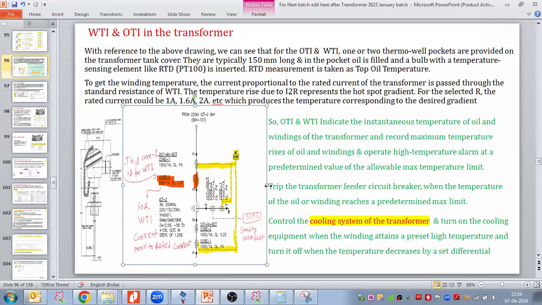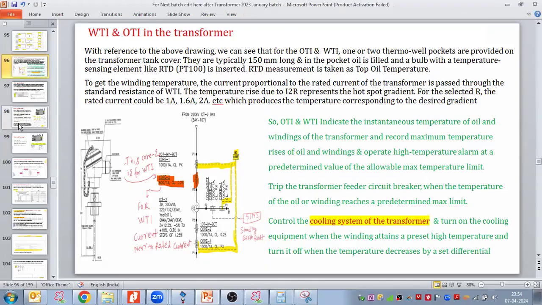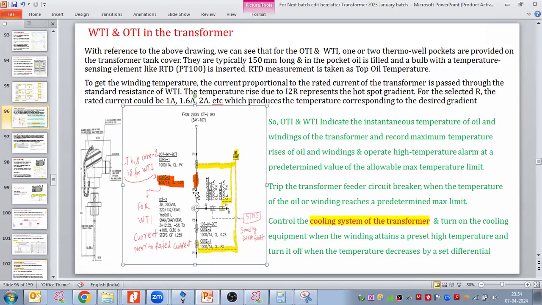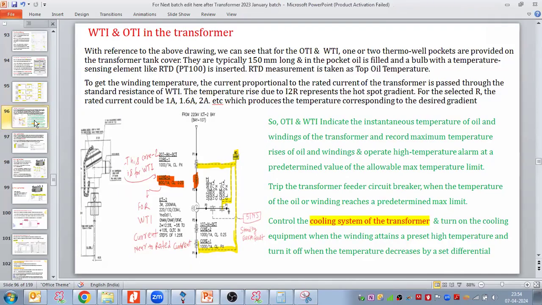Okay, sir. Sir, in this one, you have shown that for 51 NS, you have provided a PS class CT. Is it necessary to provide the PS class for 51 NS? Because for REF we normally use PS class, but for 51 NS, no, that is not necessary. Not necessary. Okay. Yes. Sir, one more doubt in slide number 87.